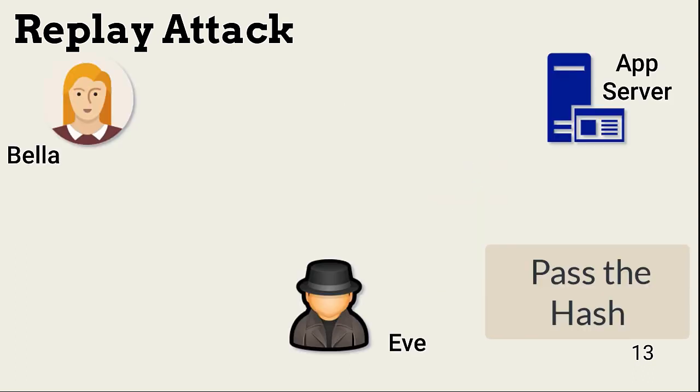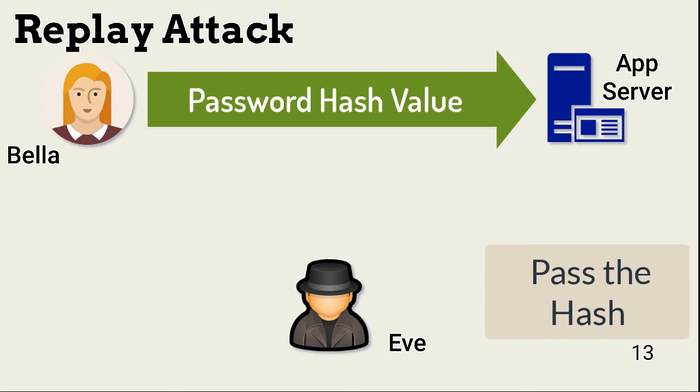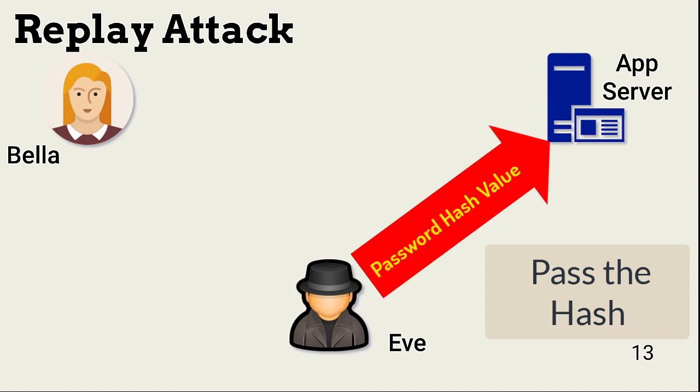In this example, I show a replay attack, also known as pass the hash. Bella sends her hashed password to the application server to access an application to which she has authorized access. Eve intercepts the hash. Eve can then use Bella's user ID in the intercepted hash maliciously to access the same application. If Bella uses the same password for multiple resources on network segments Eve can access, then Eve has the ability to spread her attack across network resources that are also accessible to Bella.